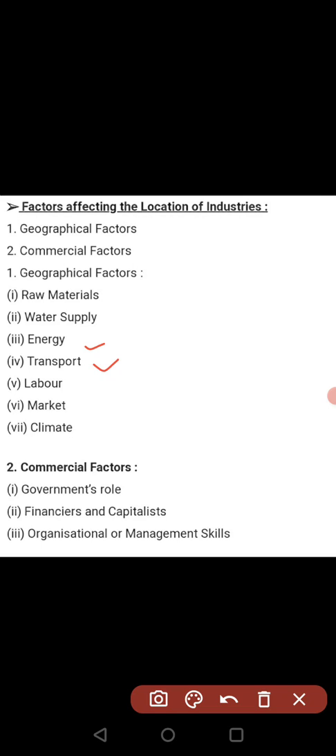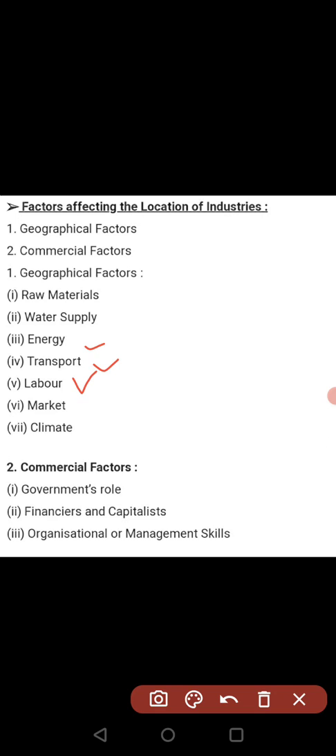Next is labor. Labor is also an important factor, since all the work has to be done by the labor. No matter how many machines are there in an industry, at least the labor to operate the industry is needed, right? And in many industries, skilled labor is needed. So it's important that industry should be located at a place where cheap labor is available, or the skilled labor is available. Next is market.